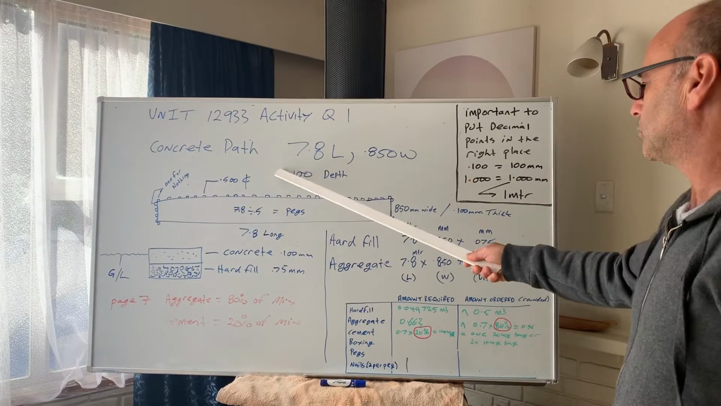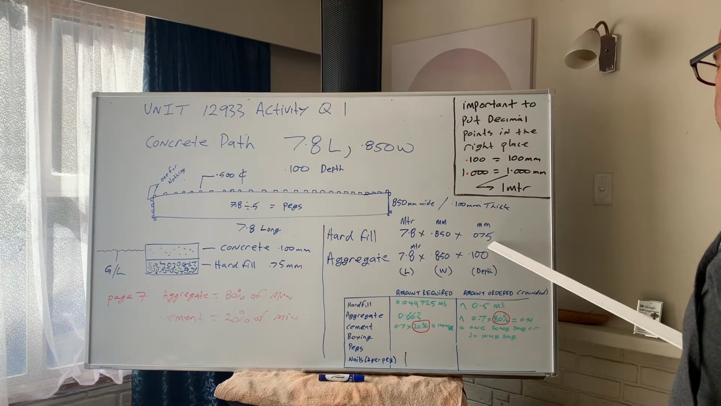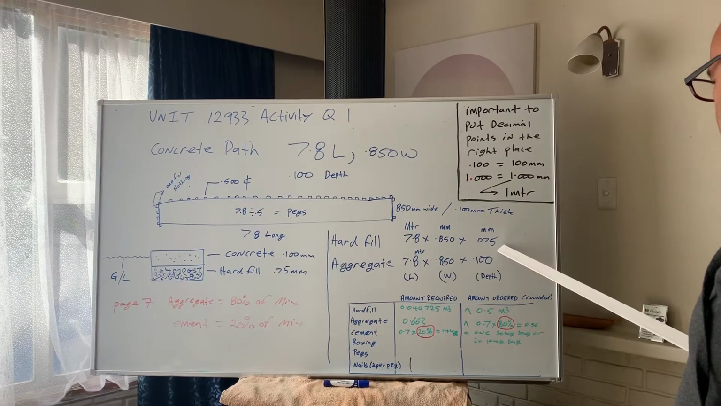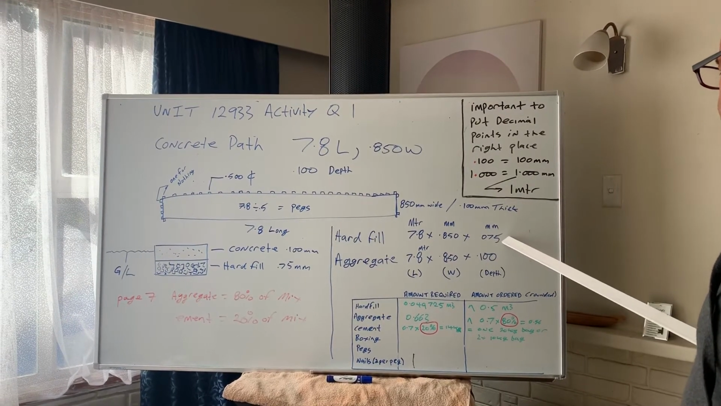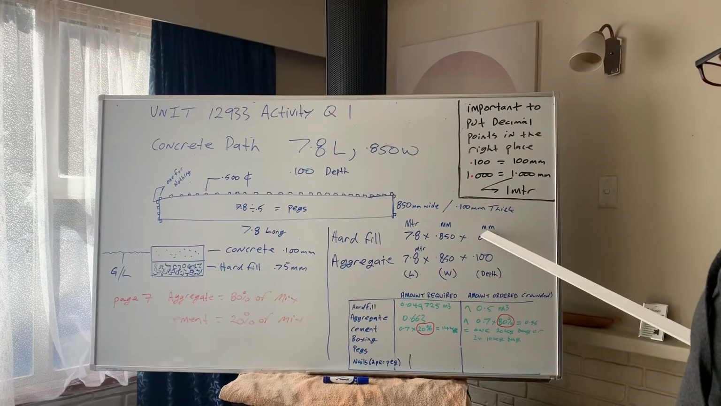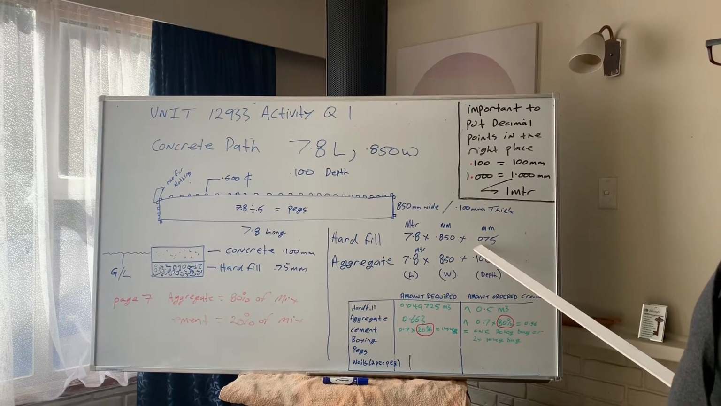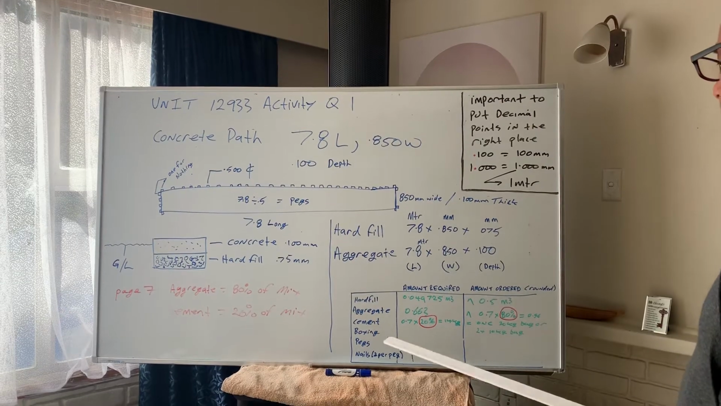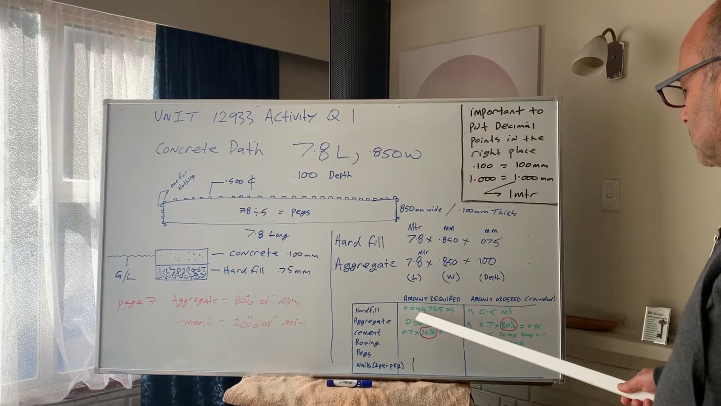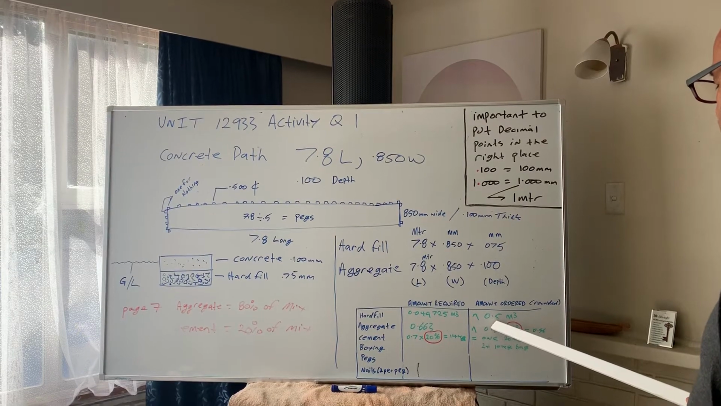That 100 mil concrete is going to sit on 75 mils of hard fill. Hard fill again is a material used and compacted at the bottom of a concrete footpath or concrete slab, and it forms a basis or a foundation for the concrete. So it's really important to get this part right in placing it and compacting it. So if you look here, this is the total amount of hard fill that you will need, and this is the rounded up amount.